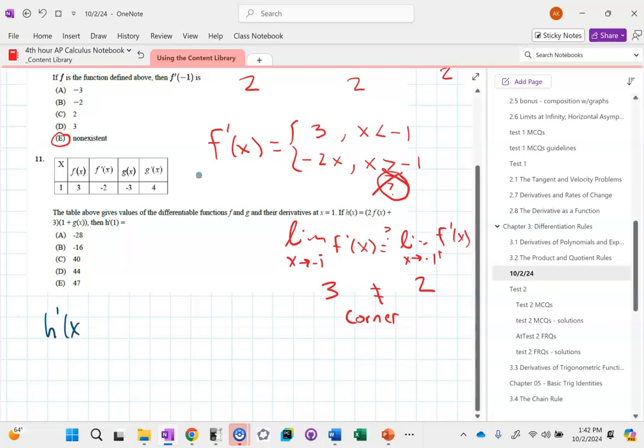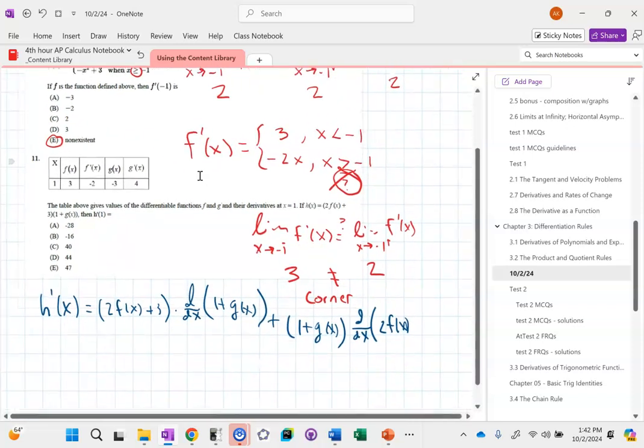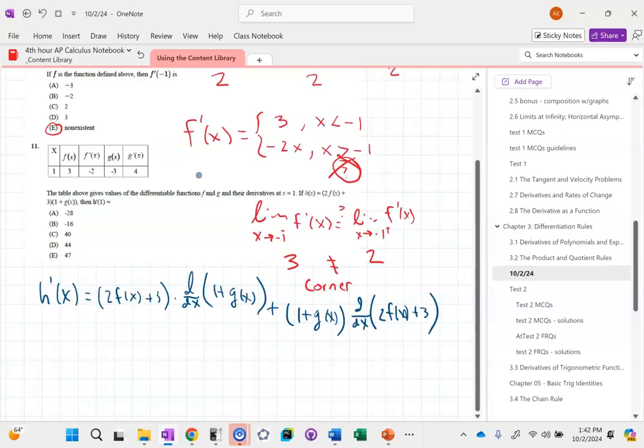So I'm going to start by just calculating h prime of x. To do that, I'm going to use the product rule since I have two functions multiplying each other. So I'm going to have the first function, 2 times f of x plus 3, times the derivative of the second function, 1 plus g of x, and then plus the second function, 1 plus g of x, times the derivative of the first function. So far, so good? Okay.